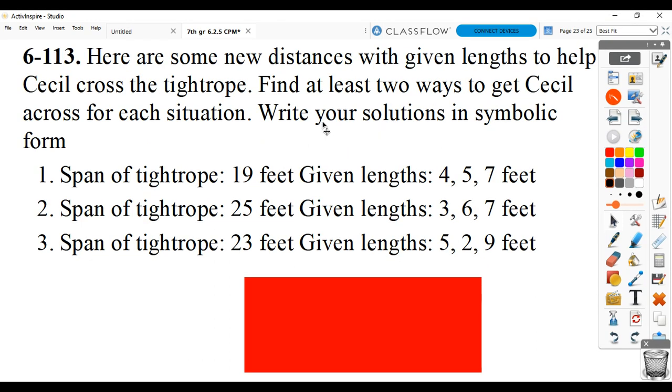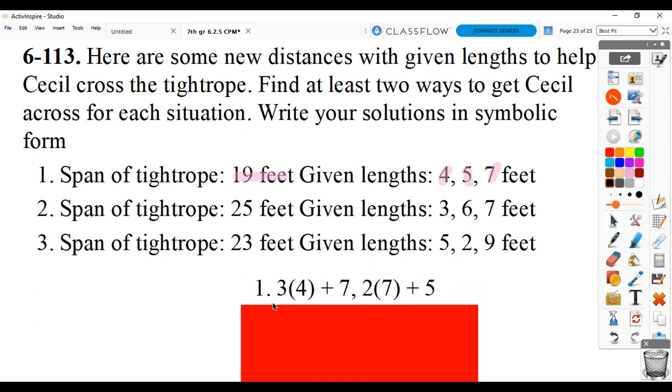For this problem, which is relating back to previous work, you have to find at least 2 ways to get him across, writing your solutions in symbolic form. So when we can only use the numbers 4, 5, and 7, we have to get a value of 19. We can use positive or negative values, and we can repeat them. So a couple possibilities for the first one would be you could take 4 plus 4 plus 4 plus 7, or 3 times 4 plus 7. You could take 7 plus 7 plus 5, or 2 times 7 plus 5. And again, there's others as well.